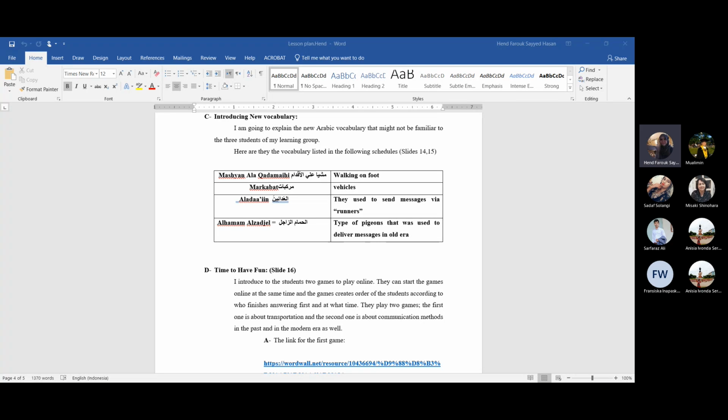The second one is transportation methods in the old times, in the past. Then the third one is transportation methods in the modern era. Then the fourth one is the difference between communication in old times and the modern era.